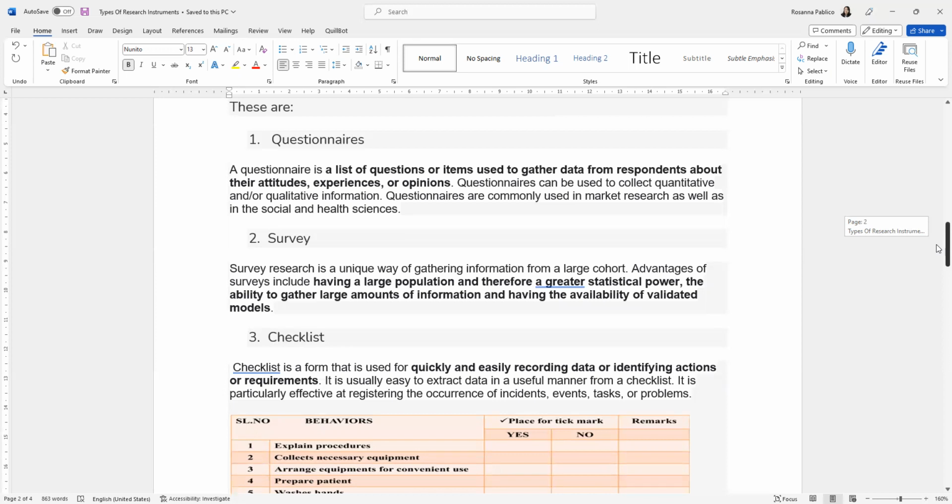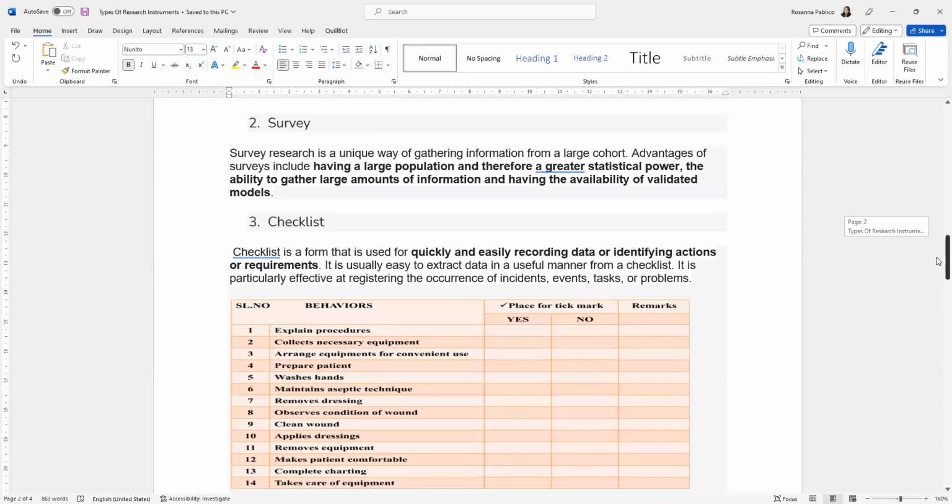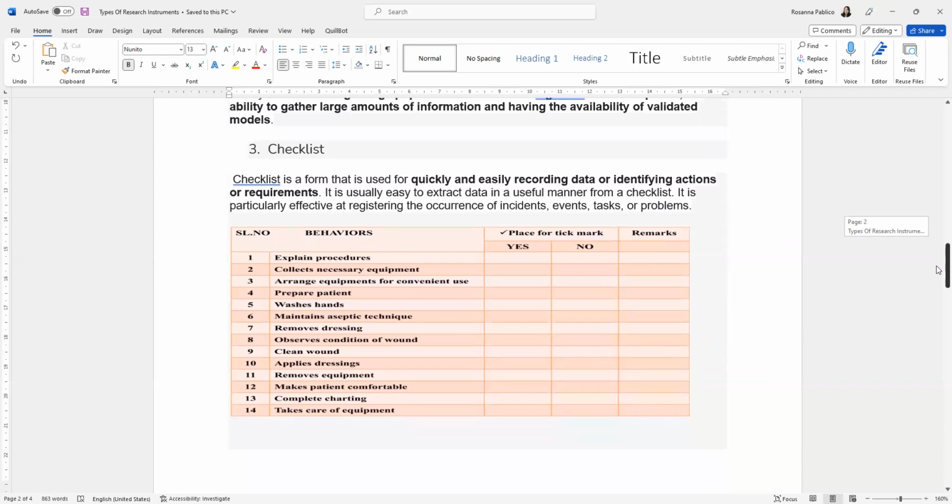Okay? So next is checklist. Checklist is a form that is used for quickly and easily recording data or identifying actions or requirements. It is used when it's easy to extract data in a useful manner from a checklist. It is particularly effective at registering the occurrence of incidents, events, tasks, or problems. Okay, I have here an example of a checklist.